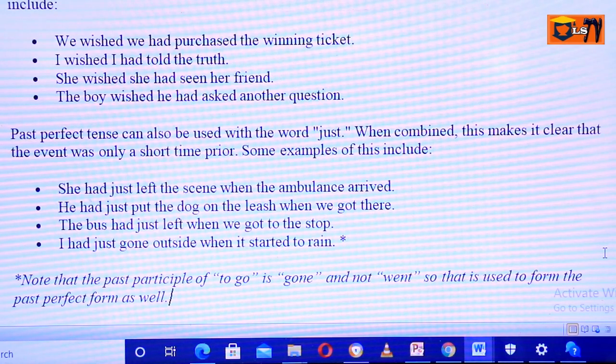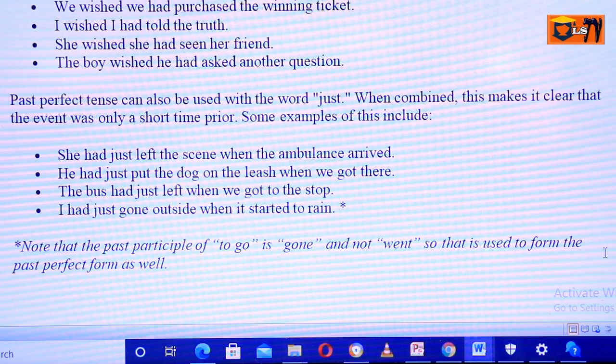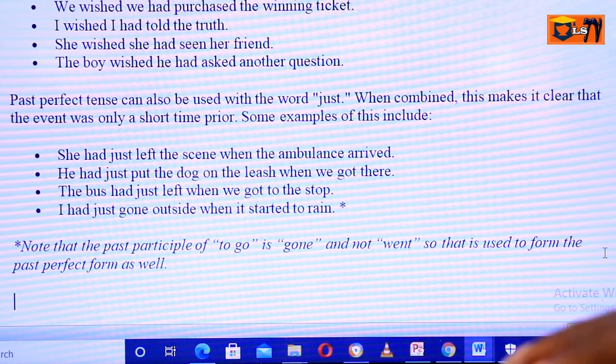Let me repeat that sentence. The bus had just left when we got to the stop. I had just gone outside when it started to rain. Let us note that the past participle of to go is gone and not went. There are people who make such mistakes by confusing went with gone. To be honest, gone is the real past participle of the verb to go, not went. So that is used to form the past perfect form as well.